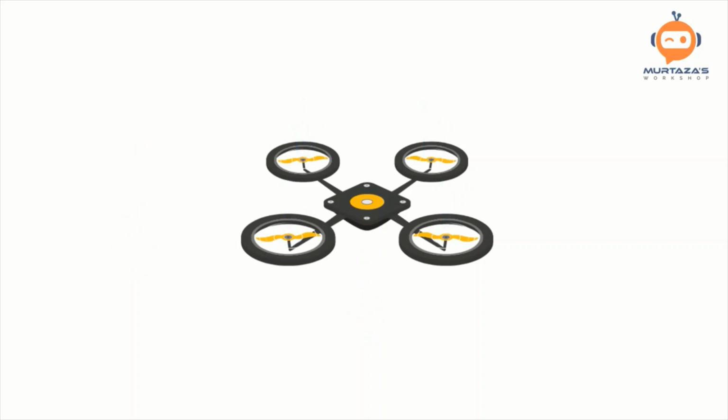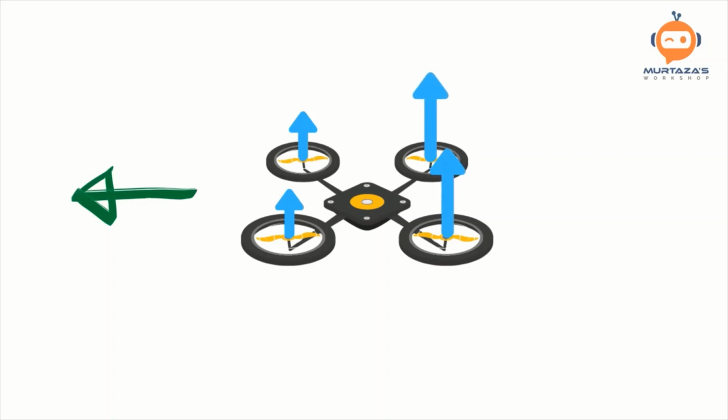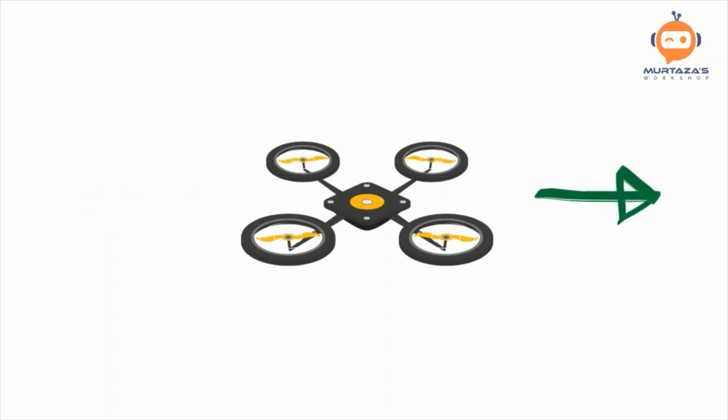Now coming to the second translation, if we want to move left, we will reduce the speed of the left motors and increase the speed of the right motors. To move towards the right, we will decrease the speed of the right motors and increase the speed of the left motors.